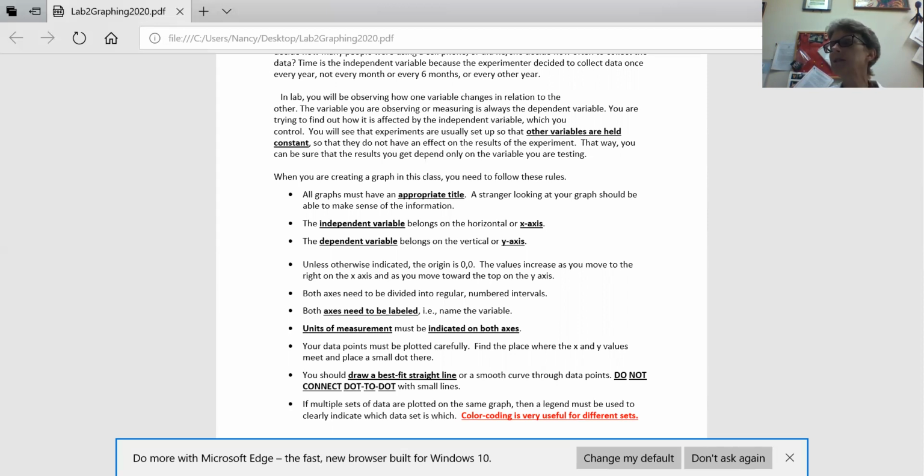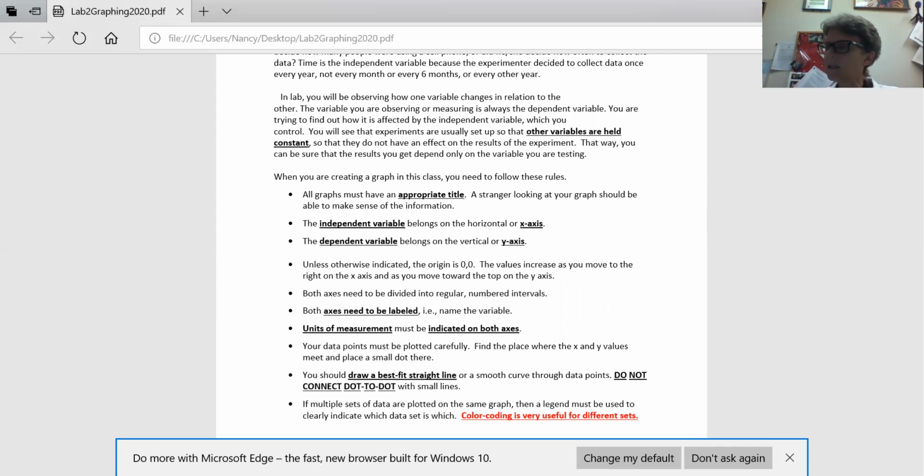The other thing is, you're not going to do a dot to dot. You're not going to connect the dots on your graph. What you're going to do is you're going to make what's called a line of best fit, where you would lay your straight edge or your ruler, you try to touch as many points as you can, and you would draw a straight line through your data set. If it's a curve, you try and draw the smoothest curve possible through your data set. You don't go point to point to point.